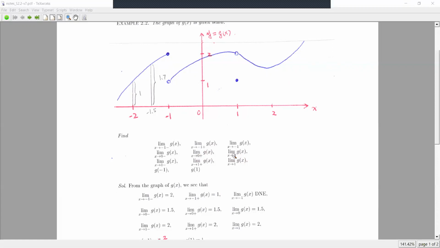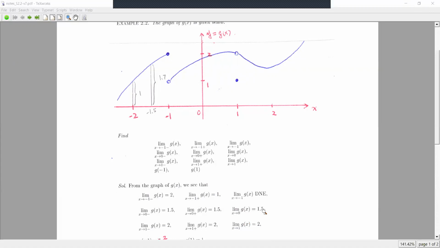The next limit is a both-side limit. x approaches 0. No matter how x approaches 0, the graph always approaches this point, 1.9. So the both-side limit is 1.9.